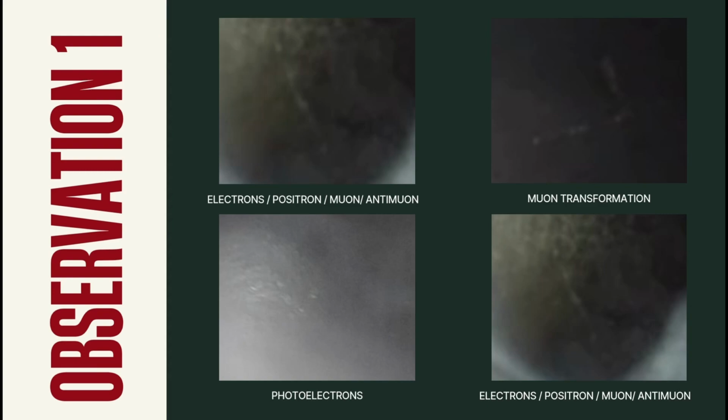For the first and fourth pictures, we have a very straight line. It can be electrons, positrons, muons, or antimuons. However, we can't really differentiate between electrons and muons due to the low resolution of the camera. The second one is muon transformation. The third one is the photoelectrons. However, the photoelectrons picture is not clear.